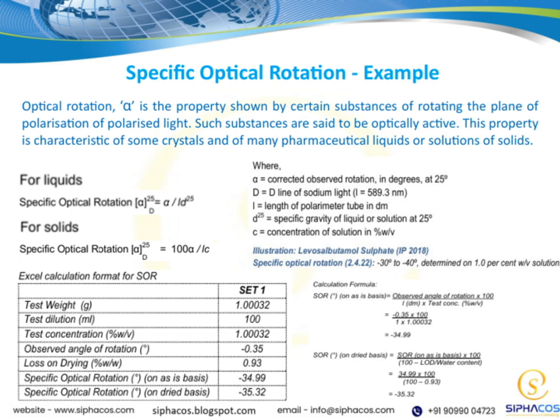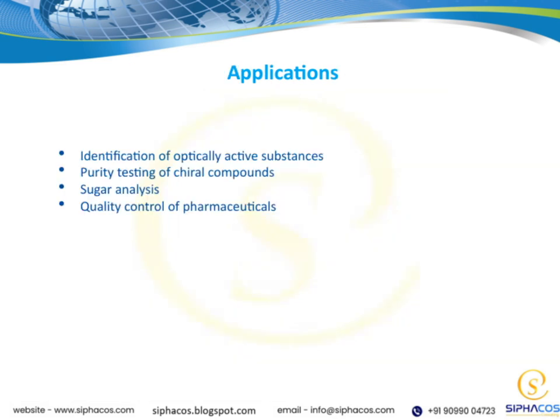In summary, optical rotation is a key property that reveals the chiral nature of certain materials, which is especially important in fields like chemistry and pharmaceuticals. It's a powerful tool for understanding the structure and purity of these substances, connecting directly to our broader theme of analyzing and characterizing materials. Now, let's look at some practical applications of the techniques we've discussed.